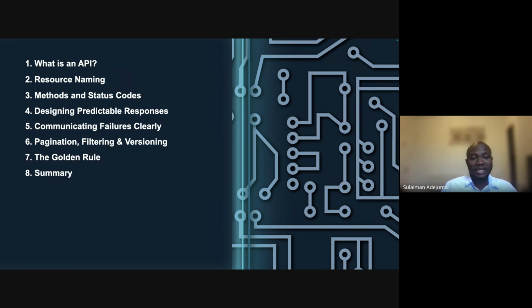After that, we'll move into the practical how-tos, and that includes how to name your endpoints properly, how to choose the right HTTP methods, and how to structure your JSON responses so that they are predictable and easy to work with. We'll then talk about how to communicate failures clearly, because obviously error handling is a big part of real-world API work. From there, we'll look at how APIs scale using pagination, filtering, and versioning. Finally, we'll touch on the other side of the equation, not just designing APIs, but integrating and consuming them safely and correctly. And by the end, you should have a clear mental model, a set of practical rules that you can apply immediately.